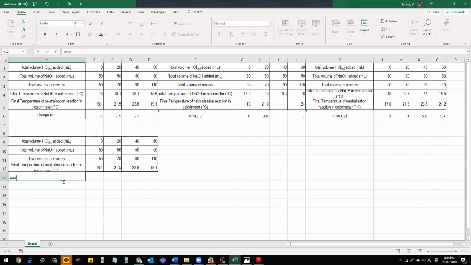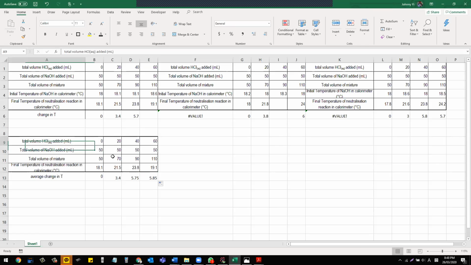So let's say average change in temperature, okay? Average change in temperature is equal to 0. This one is the average of that, and that, and that, right? So 3.4, and that's the average of that, that, and that. So it'll be that plus that divided by 2. So it automatically takes care of that. It doesn't divide by 3 because that's an empty cell. And that's also the average of that and that, okay?